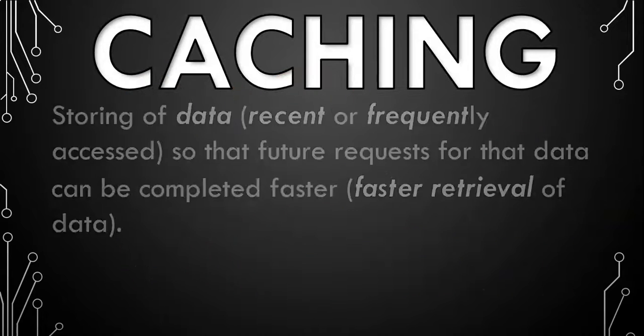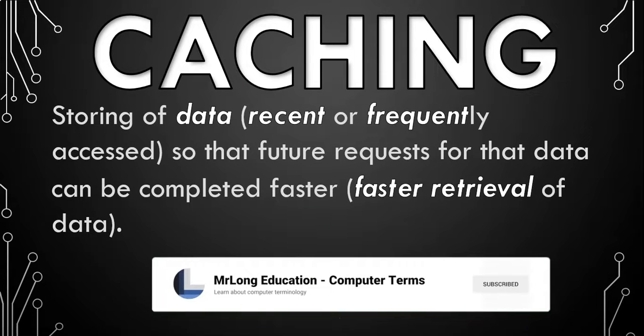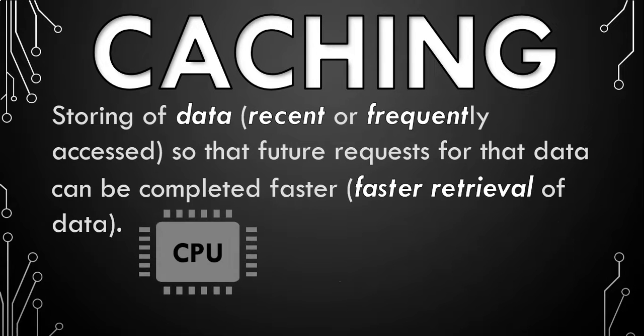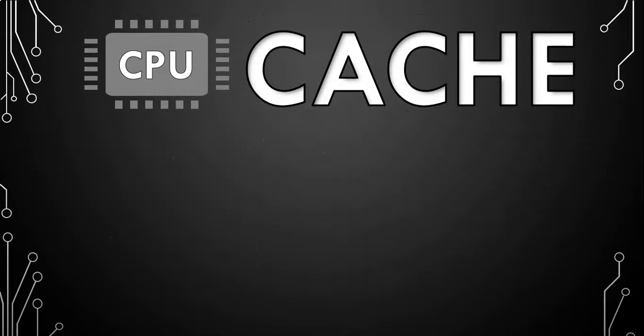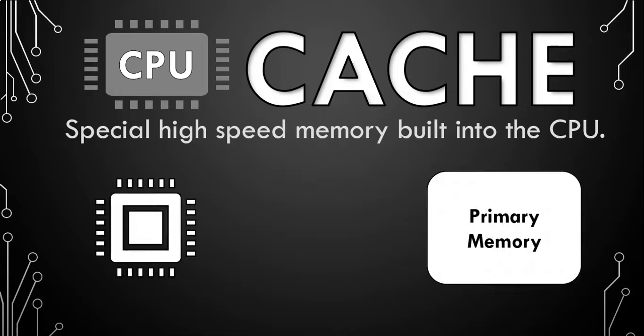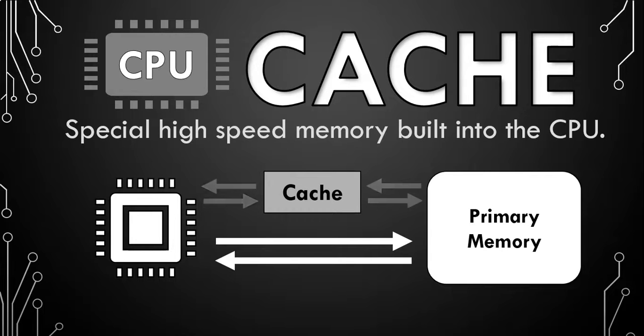This is caching. The storing of data, recent or frequently accessed, so that future requests for that data can be completed faster. Basically, faster retrieval of the data. There are different types of caching, like CPU caching, disk caching, and web caching. With CPU cache, that is special high-speed memory that's built into the CPU. So when the CPU makes requests from primary memory or RAM, it actually stores some of the frequently accessed data in cache memory, which is a lot faster, and it looks there first before it goes to the primary memory.